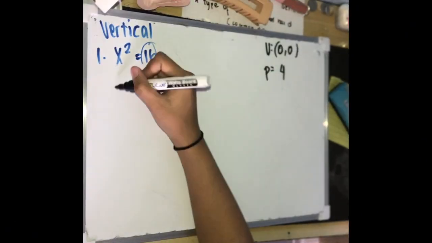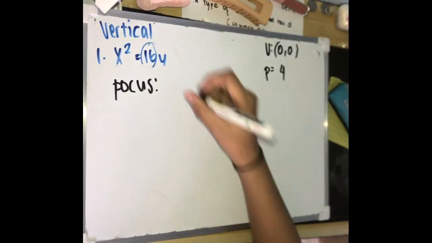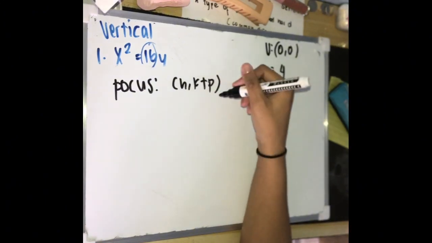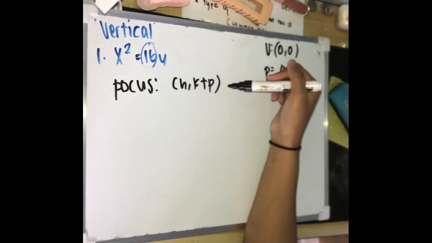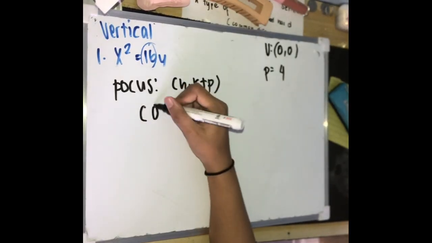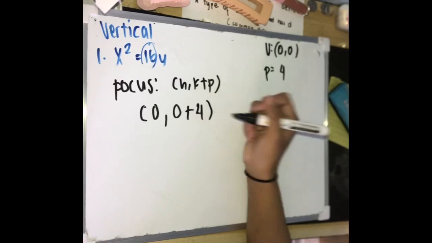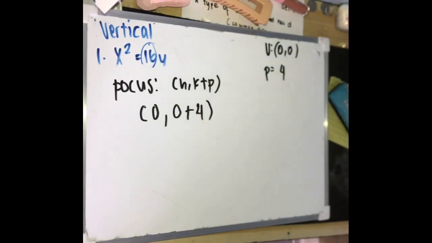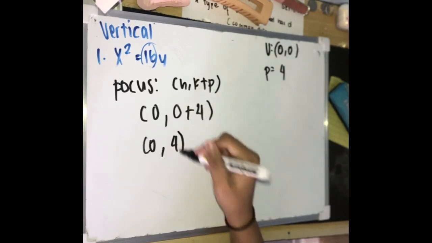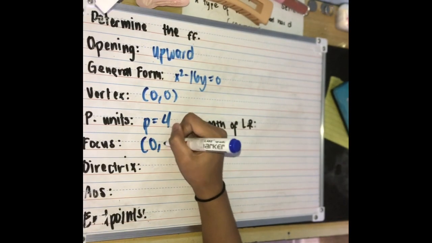So, to find the focus, we're going to use the formula h and k plus p. Kasi po, upward po yung given sa atin. So, we're going to use the upward formula. So, h would be 0, comma, k would be 0 also, and the p is 4. So, yung focus po natin is magiging 0, bring down, and 0 plus 4 is 4. So, ito po yung focus natin. So, our focus is 0 and 4.